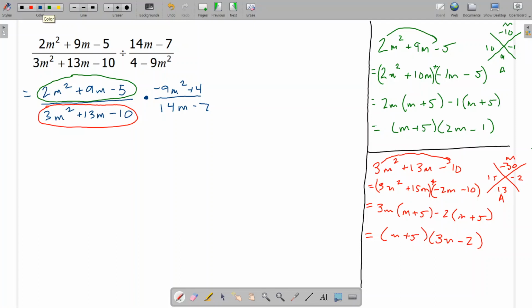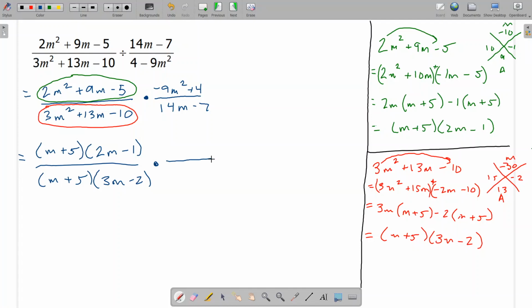Okay, so to rewrite this, we have m plus 5 times 2m minus 1 over m plus 5 times 3m minus 2. Okay, and let's try to factor these other numerators and denominators here.